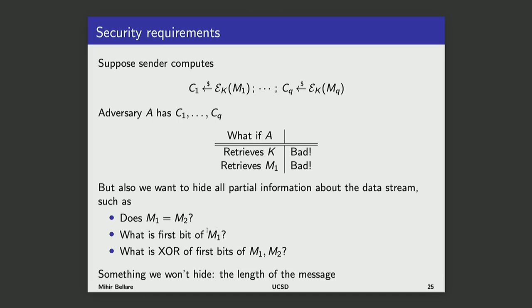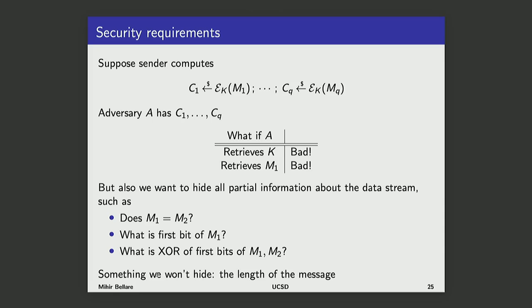What if it figures out one bit of a message? You might say, well, one bit doesn't matter, but maybe it does. Maybe that's exactly what carries, for example, a vote. What if it even figures out some function of bits of different messages? Why should we not want to hide that? There's no reason it shouldn't be hidden. So eventually we come to realize that we kind of want to hide everything about the message.